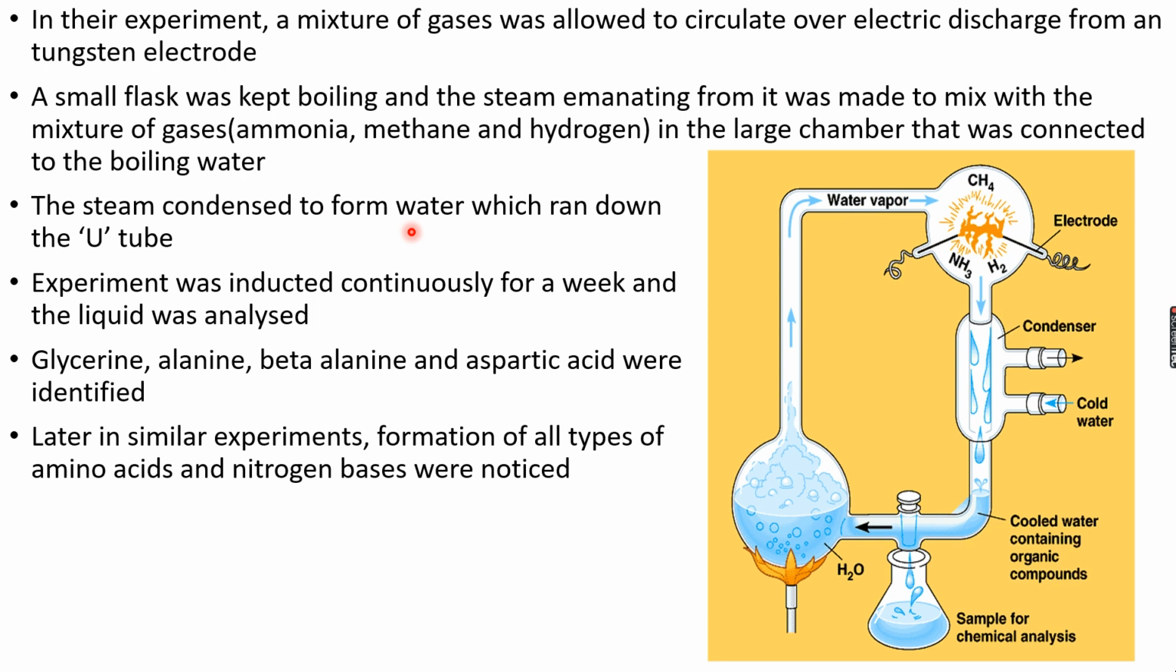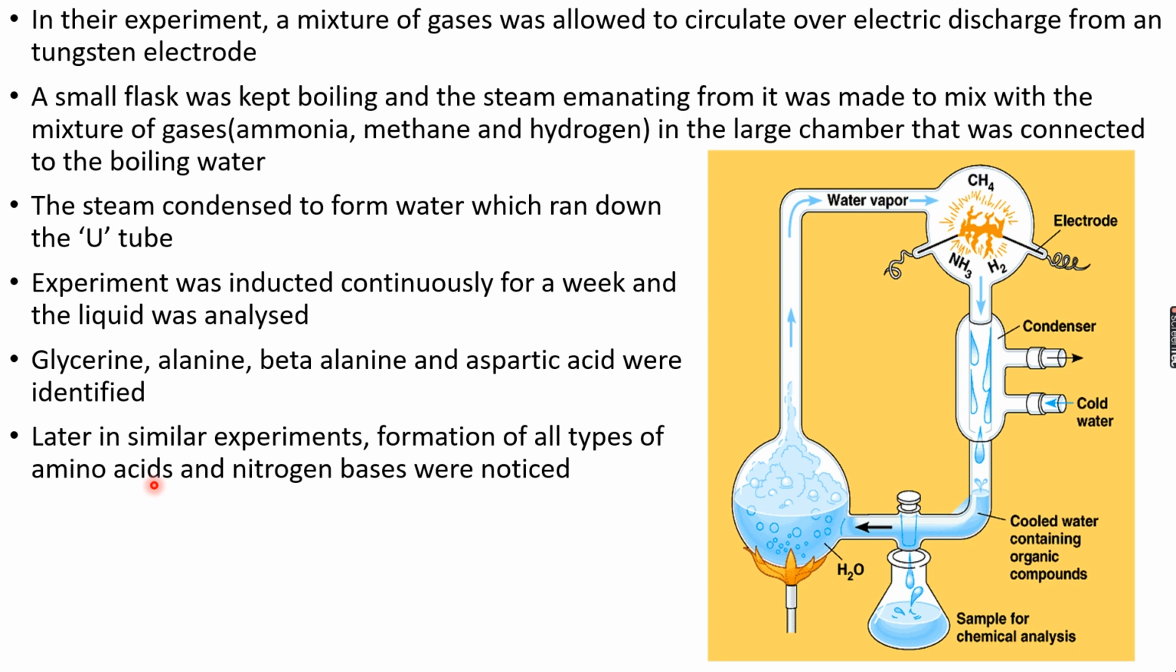Now the steam condensed to form water which ran down the U-tube. Once again, after the electric discharge from the tungsten electrode, the steam comes out by means of the condenser or cooler. The steam is condensed to form a liquid. Inside, you can see the liquid droplets collected, and the cool water is circulating around this. The steam condensed to form water and ran down the U-tube. The experiment was conducted continuously for a week, and the liquid was analyzed.